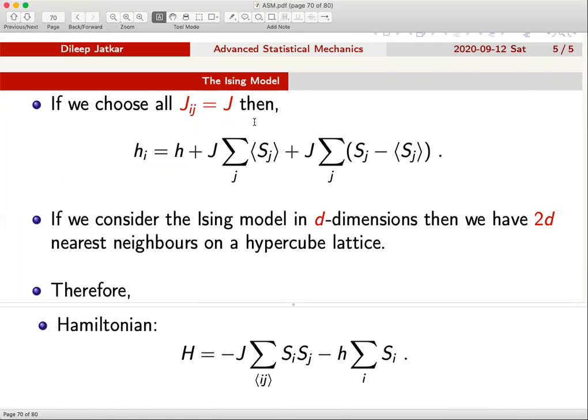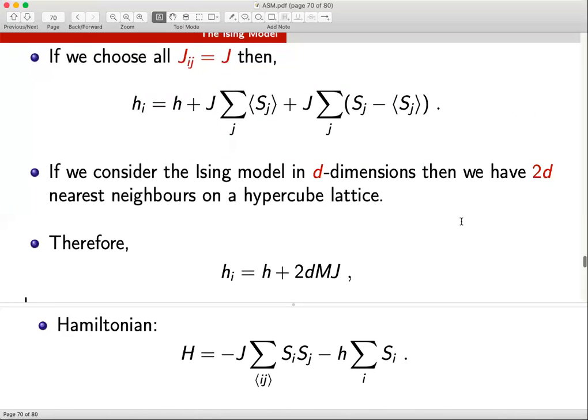Yeah, this is something I had just said, that if Jij is J, then you can just pull it out, but otherwise this effect will still be like this. We are going to ignore the fluctuation pieces. Also, if you are working with the Ising model in d dimensions with a cubic or hypercubic lattice, you would have 2D neighbors. So you could ask the question, what is the value of Hi for a hypercubic lattice? That is easy to see.